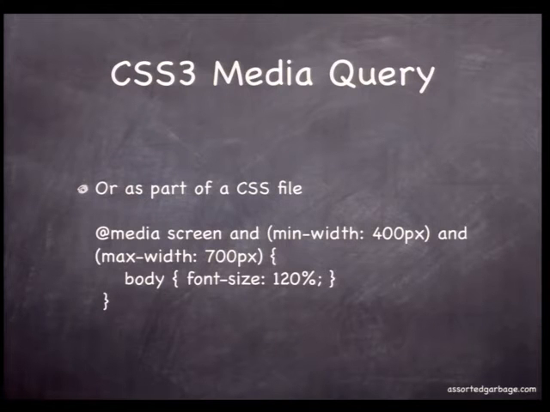Now, the other way to do this is by including the media query as part of your CSS file. In other words, here I'm simply saying @media, which is the designation inside the CSS file to say, hey, we're about to do a media query. And again, where are we doing it? For the screen. Then in this particular case, minimum width 400, maximum width 700, and then I'm increasing the body size in that. And this will just be lines in my CSS file.